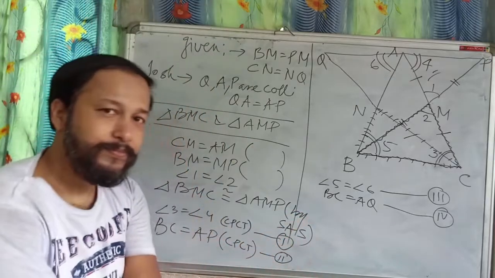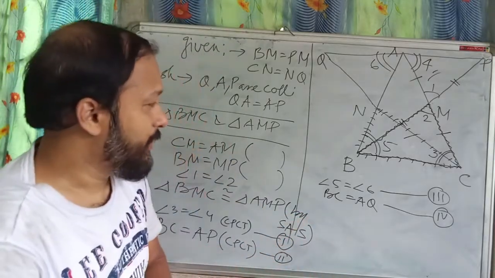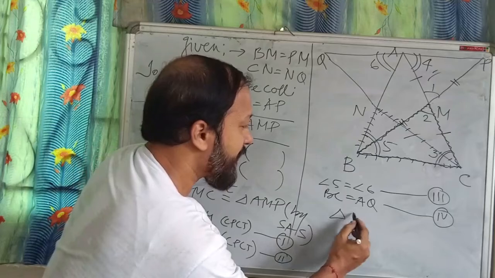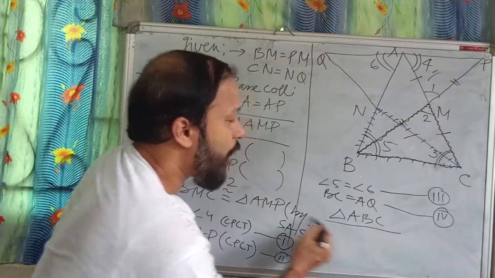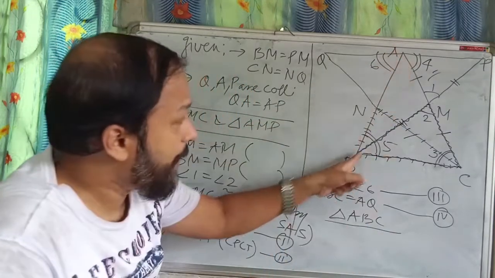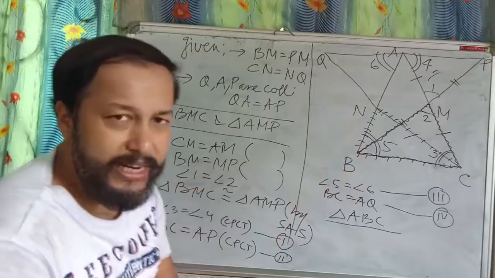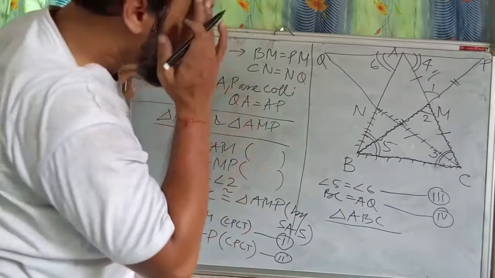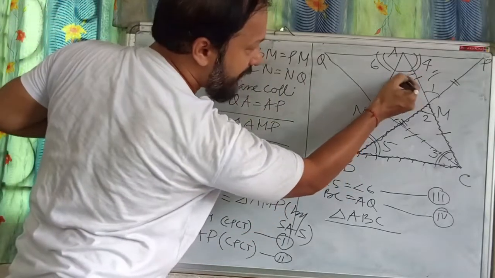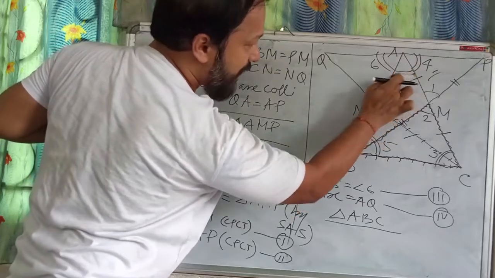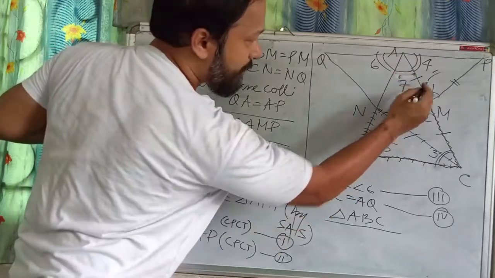Now see, from triangle ABC. Now I am taking triangle ABC. In triangle ABC, say this angle is 7.